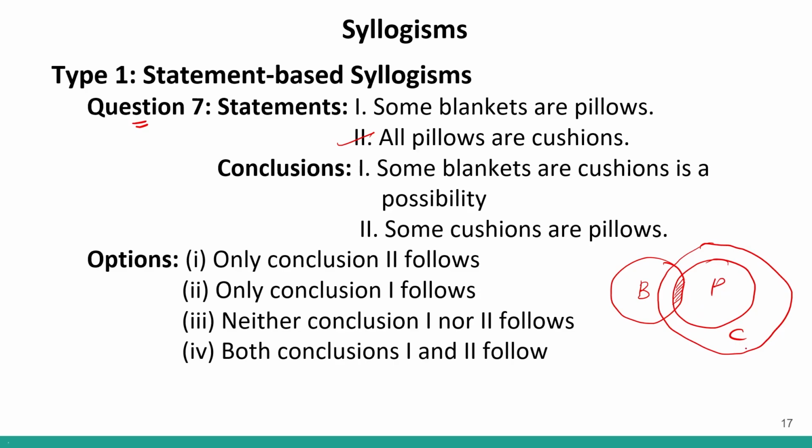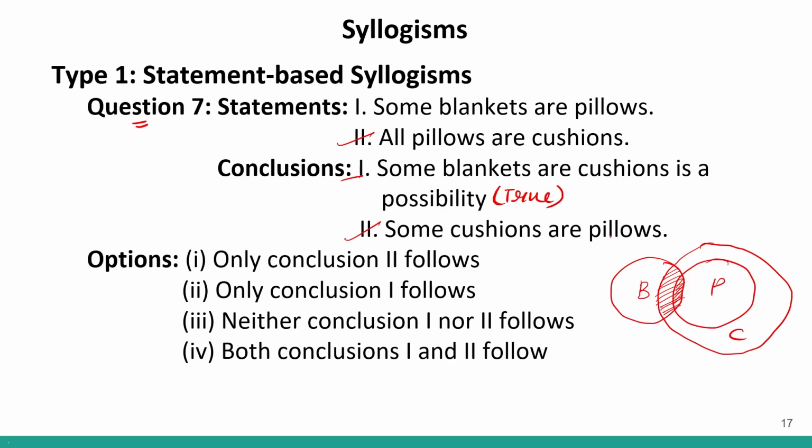All pillows are cushion. Conclusion 1 says some blankets are cushion is a possibility. So now if you see this part, this is a part where blanket is also overlapping and cushion is also overlapping. So definitely some blankets are cushions is a possibility. This is a true statement.